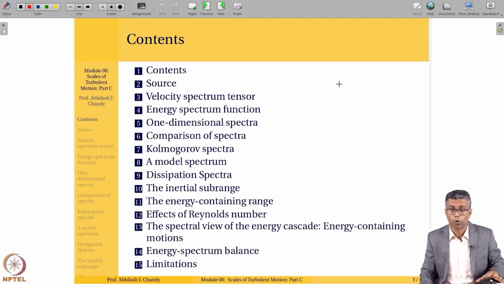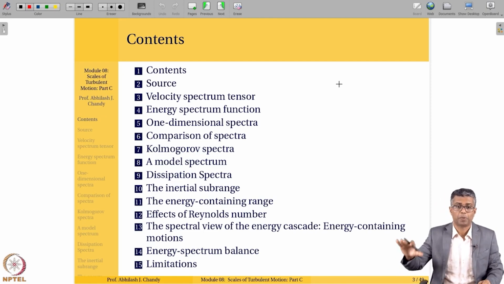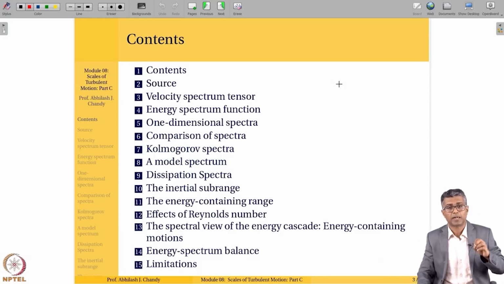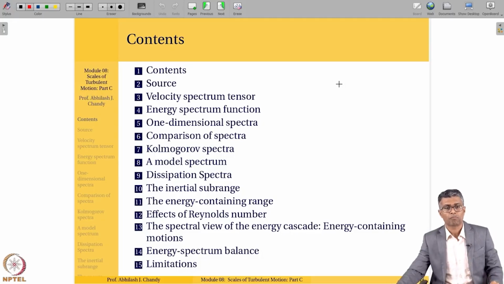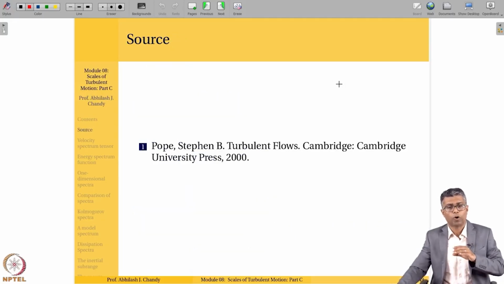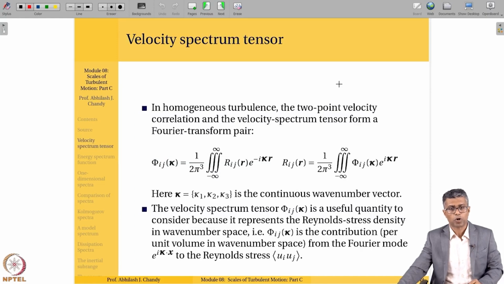The inertial subrange, we know what an inertial subrange is now, but here in this module we will study that in terms of the wave numbers and what that means in terms of the different energies in the different wave numbers. The energy containing range, of course, is associated with the anisotropic large scales. And then we will look in more detail at a spectral view of the energy cascade, look at an energy spectrum balance through an equation, and look at some limitations of analyzing these flows through wave numbers and see what that means. All right, so again, all of these notes are indeed from Pope's book.